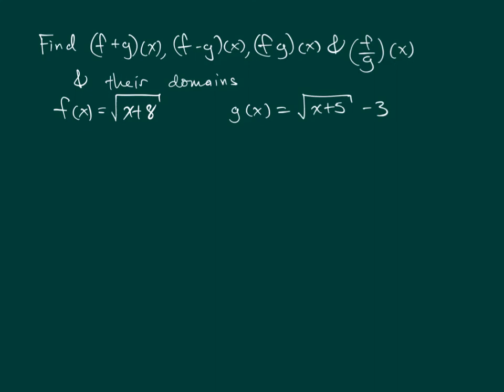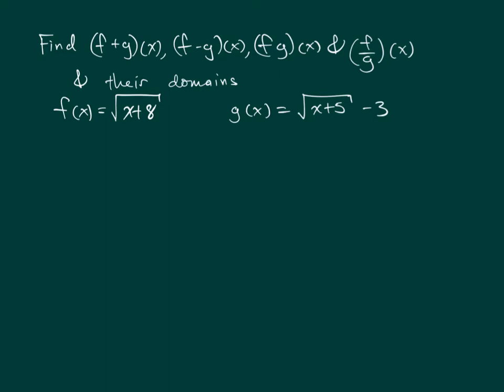For this video, we will be finding the answers for some function operations up here: f plus g of x, f minus g of x, f g of x, and f over g of x, and their domains. So here's f of x. f of x is the square root of x plus 8, and g of x is the square root of x plus 5 minus 3.